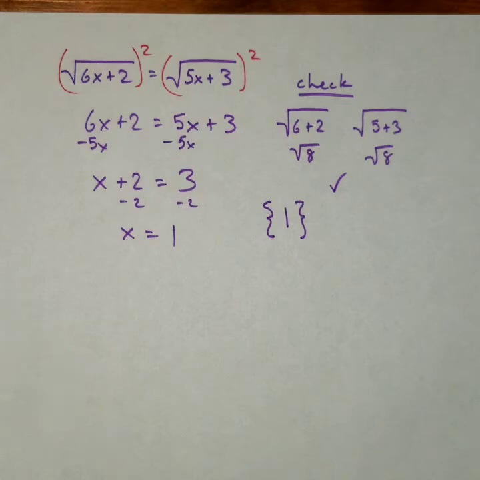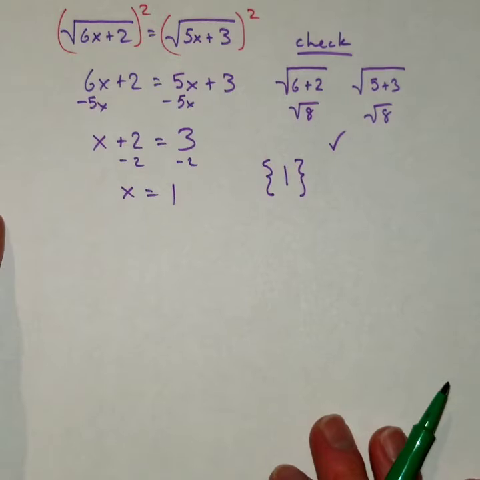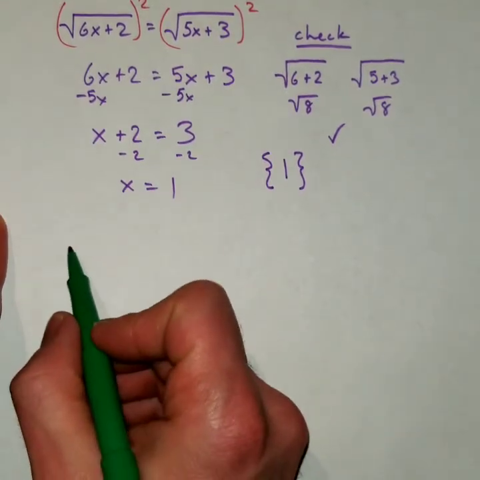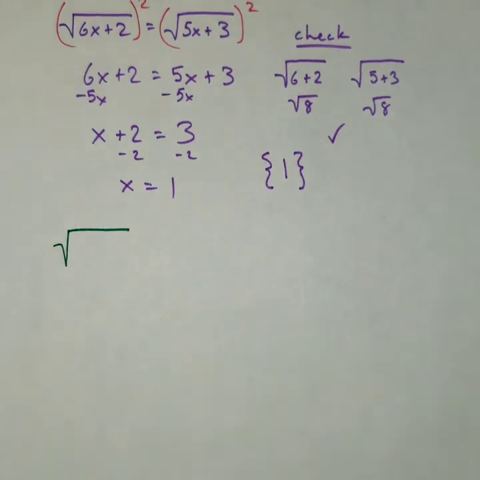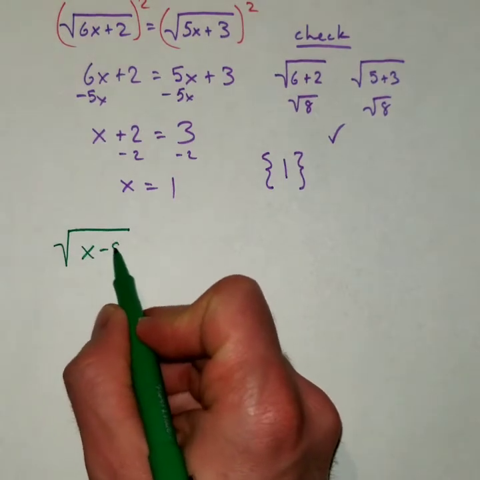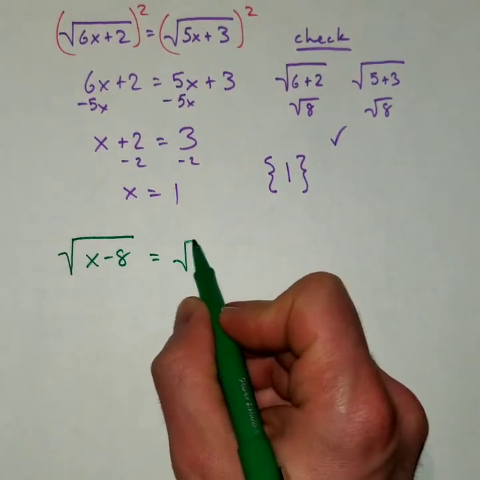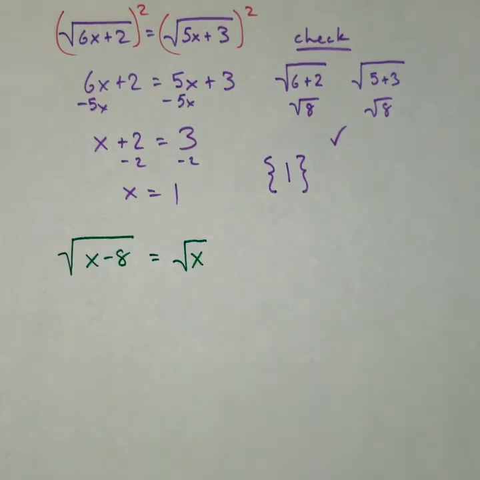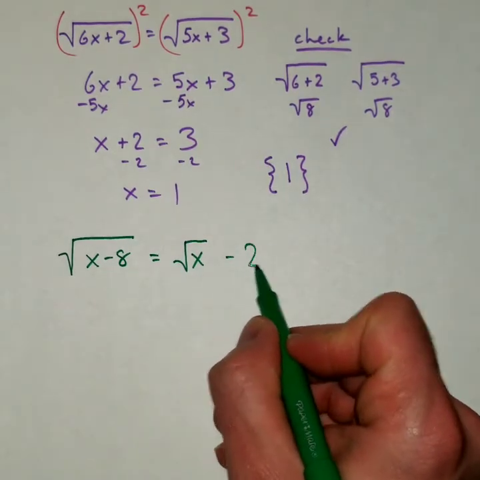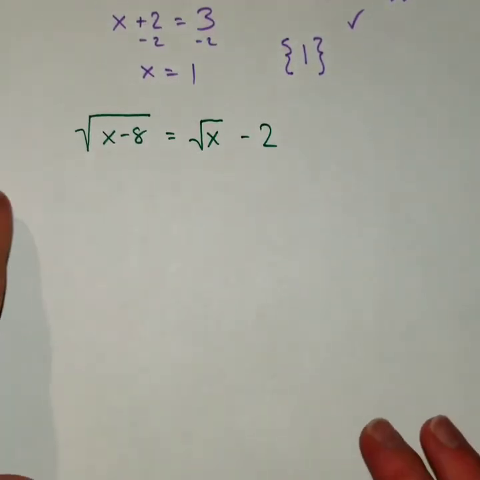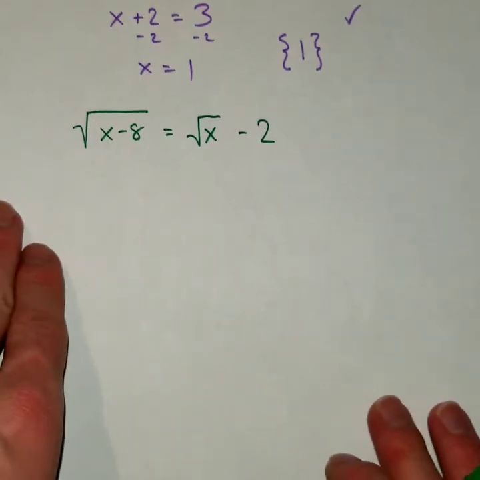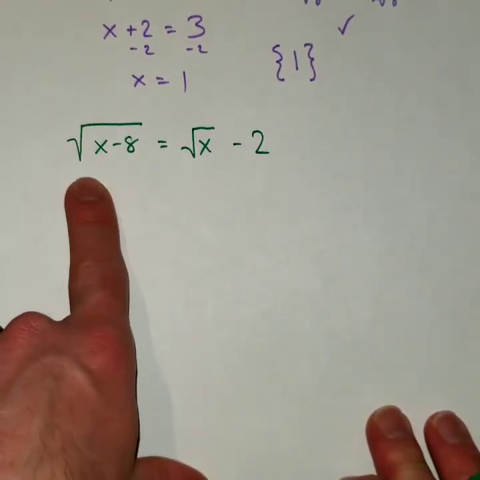Alright, final example. This one's a little bit harder because it's going to involve multiple roots again. We're going to take the square root of x minus 8 equals the square root of x, and then a minus 2 on the outside. Okay. So here I've got to isolate a root, and this time I have one isolated again.